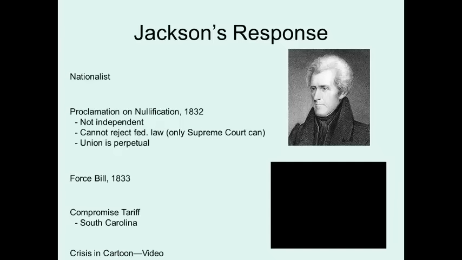So in response to this compromise tariff, South Carolina does back down, and South Carolina will repeal its nullification of the tariffs. But just to prove their point, because they're South Carolina, at the same time they go ahead and nullify the Force Bill, just to prove their point. Jackson ignores the fact that they nullified the Force Bill and just said, thank you for finally nullifying this Nullification Act, very good, and things are going to calm down.